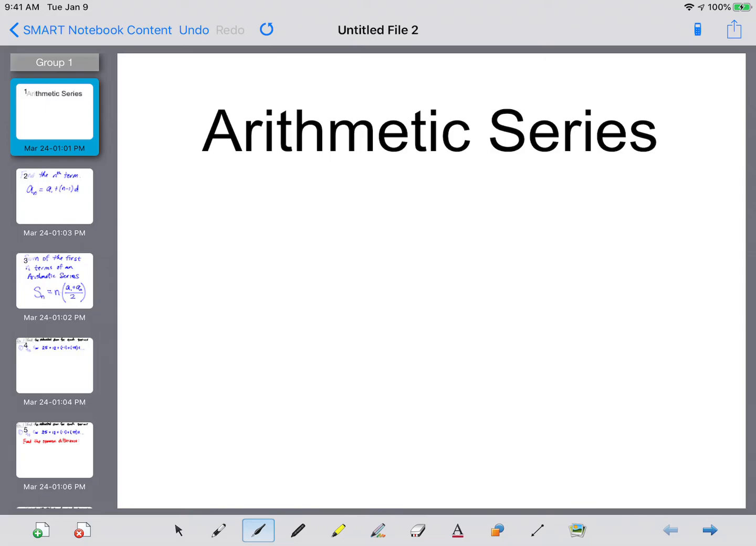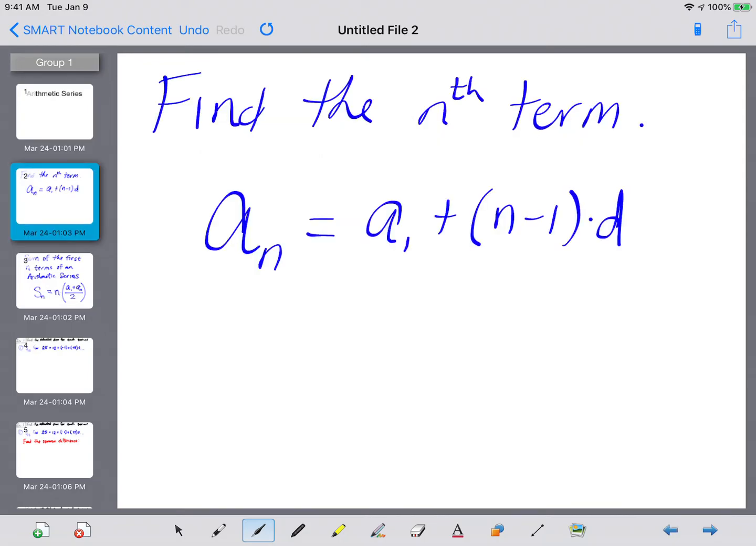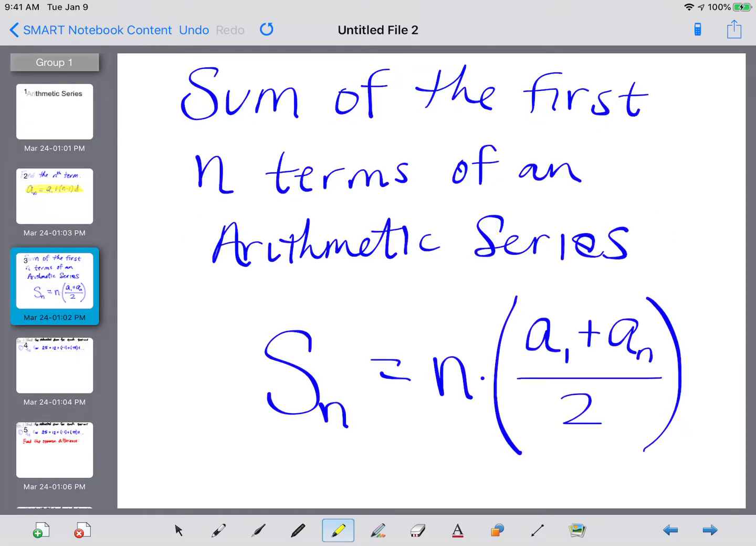Welcome to this lesson where we are going to discuss an arithmetic series. One formula you'll need to remember and have written down in front of you is from our arithmetic sequence, in which we have a sub n equals a sub 1 plus parentheses n minus 1 times d. You will want to have this formula handy because we will use it before we are able to plug it into our arithmetic series formula, which is as follows.